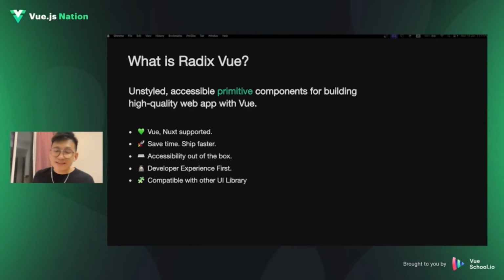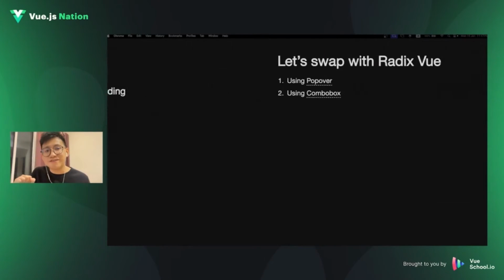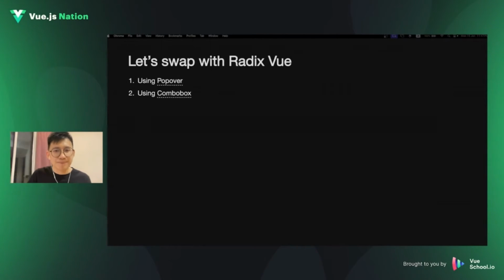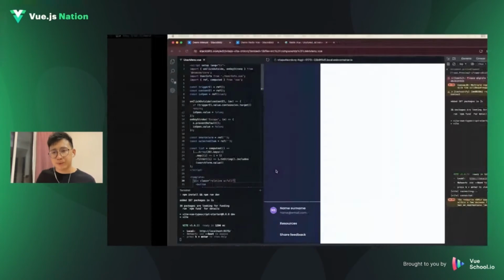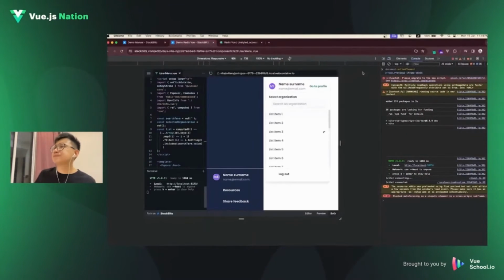And lastly, it is compatible with other UI libraries. There are a lot of great libraries out there, and if they're somehow missing a component, you can try out Radix Vue as it is compatible. So now, let's swap our components from scratch with Radix Vue. We will be using the popover as well as the combo box provided by Radix Vue. Let's look at the demo.